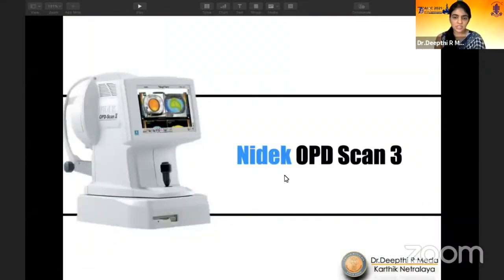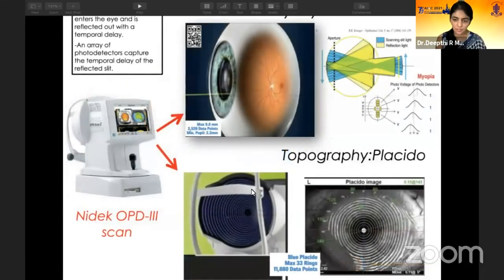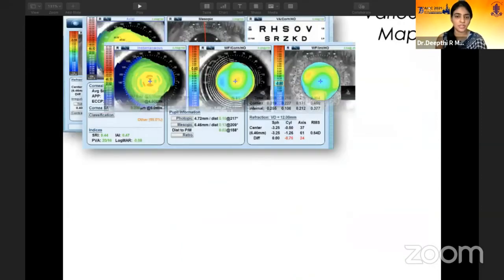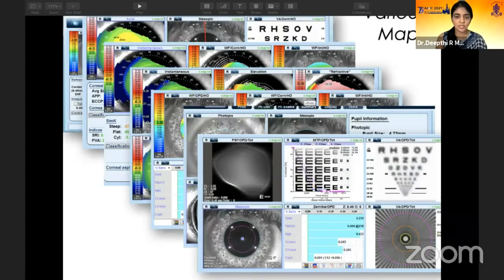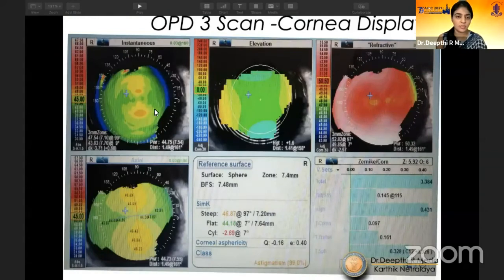So the other 2 machines basically are Placido based. I use the Nidek extensively. It has a simple Placido based topography, but also a lot of other features, including aberrometry, a lot of scans it produces, but this is how the corneal display looks.